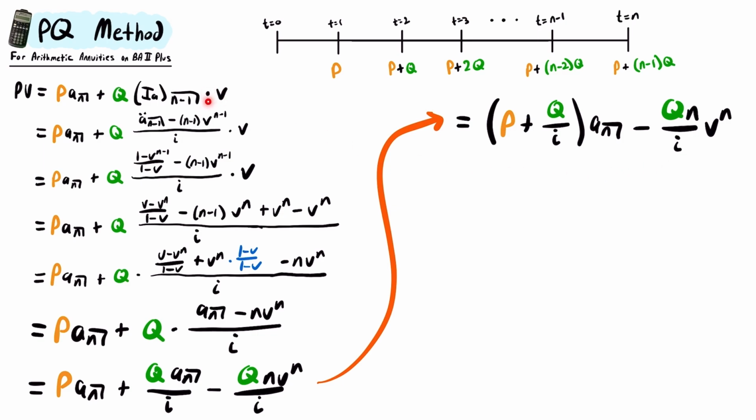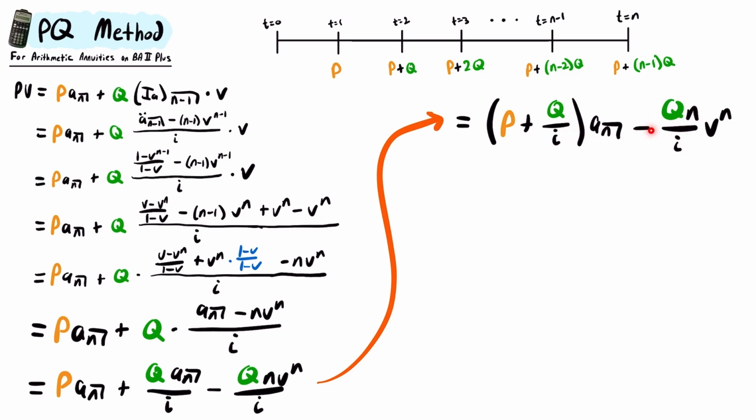Again, you don't need to know all of this work. I just simply showed it to you so that you can see where this formula comes from. Because what this is right here is our PQ method. This is an equation that you can work with in the BA II Plus calculator. This part right here, P plus Q divided by I, would be the amount of the payment for an annuity immediate that has an n number of payments and an interest rate I.